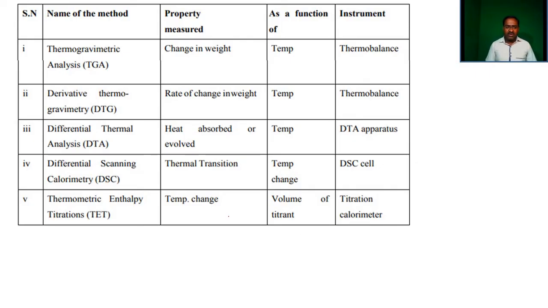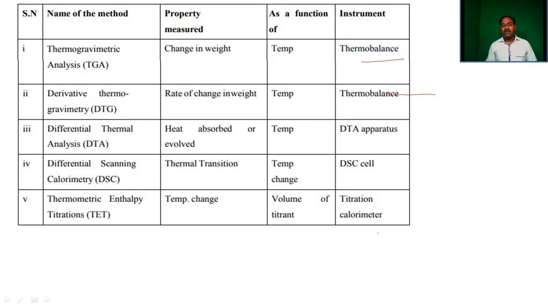In thermogravimetric analysis, we measure the change in weight. Considering chemical compounds, as the temperature varies, the weight of the chemical compound also changes. That is measured using TGA analysis. We use a thermobalance.